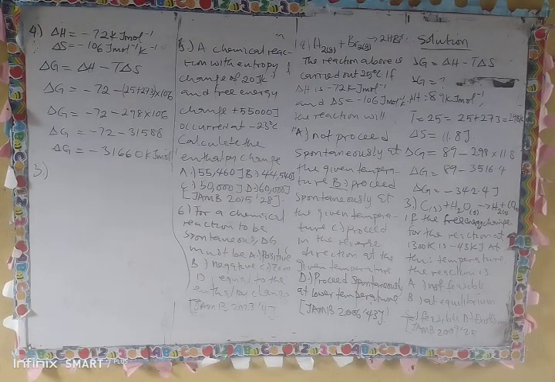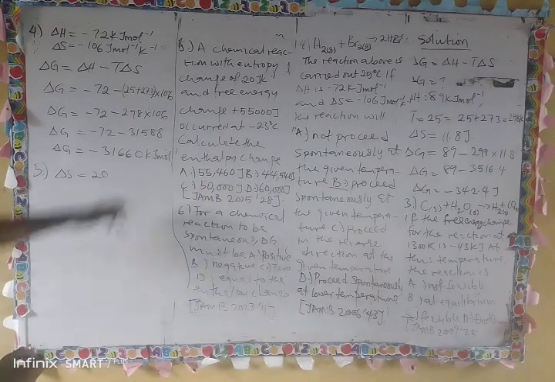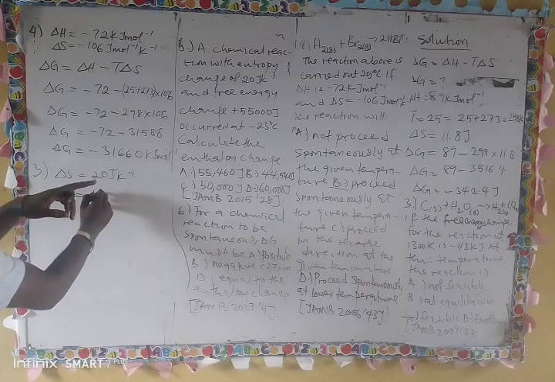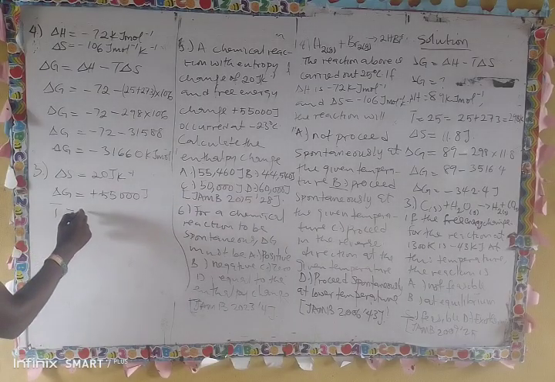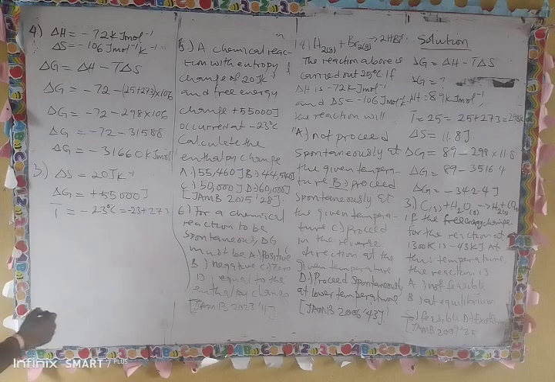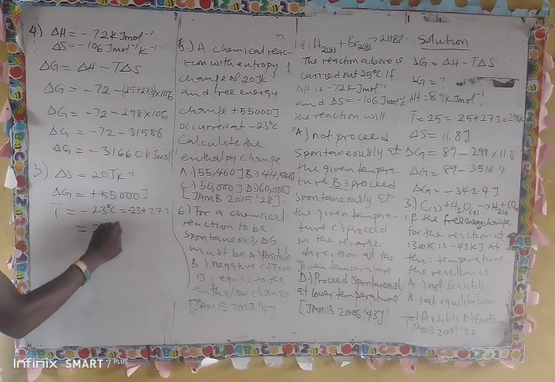Now number 5. A chemical reaction with entropy change, delta S, of 20 joule per Kelvin and free energy, delta G, of plus 55,000 joule occurred at a temperature of minus 23 degrees C, which is equal to minus 23 plus 273. That is 250 Kelvin.